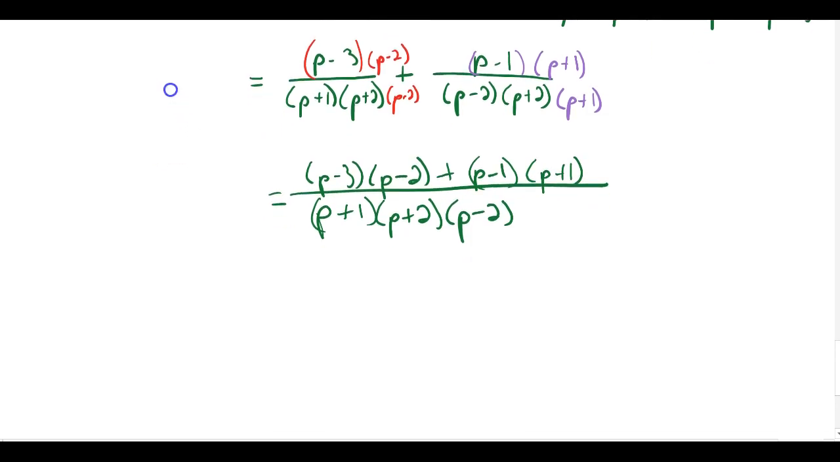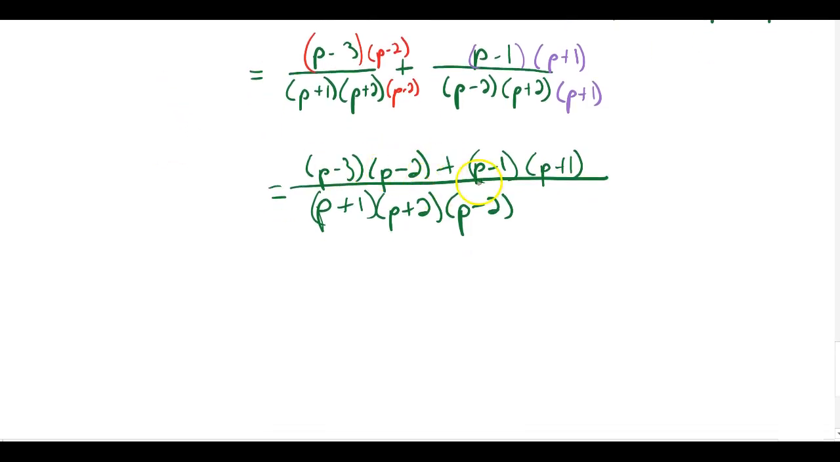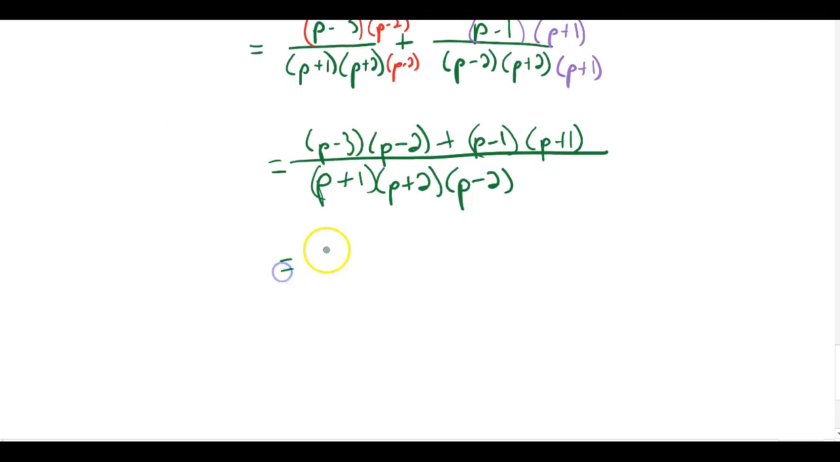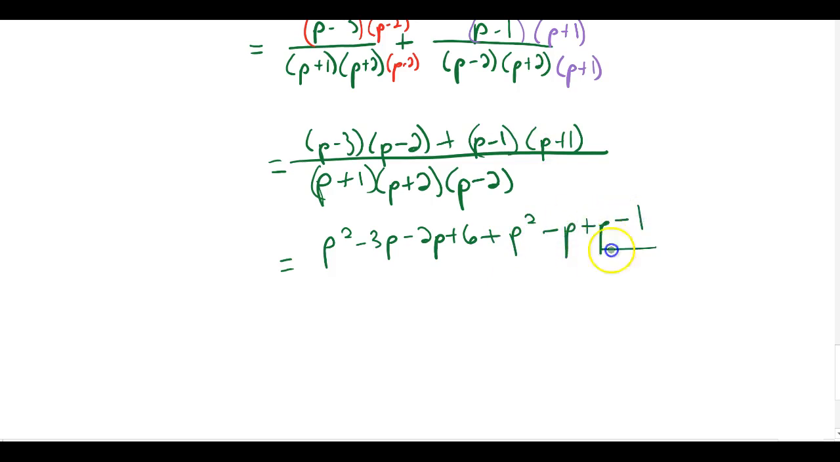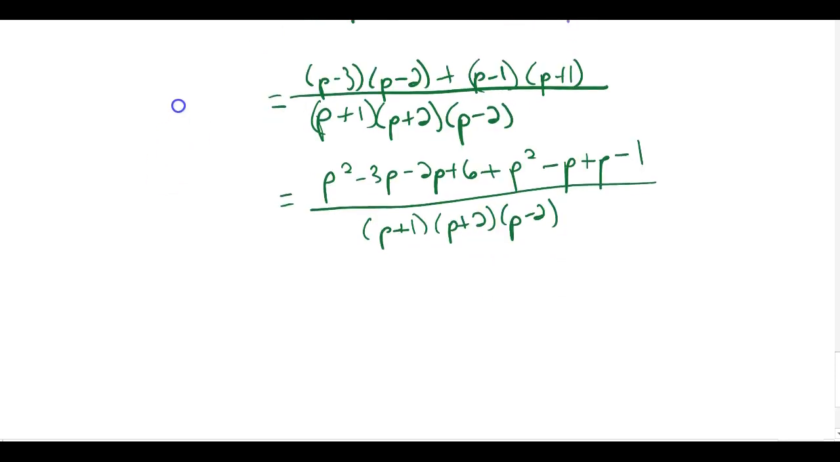And I'm going to go ahead and multiply the numerator out. I'm not going to multiply the denominator out. I'll multiply the numerator out. So I get p squared minus 3p minus 2p plus 6 plus p squared minus 1p plus 1p minus 1, all over p plus 1, p plus 2, p minus 2.